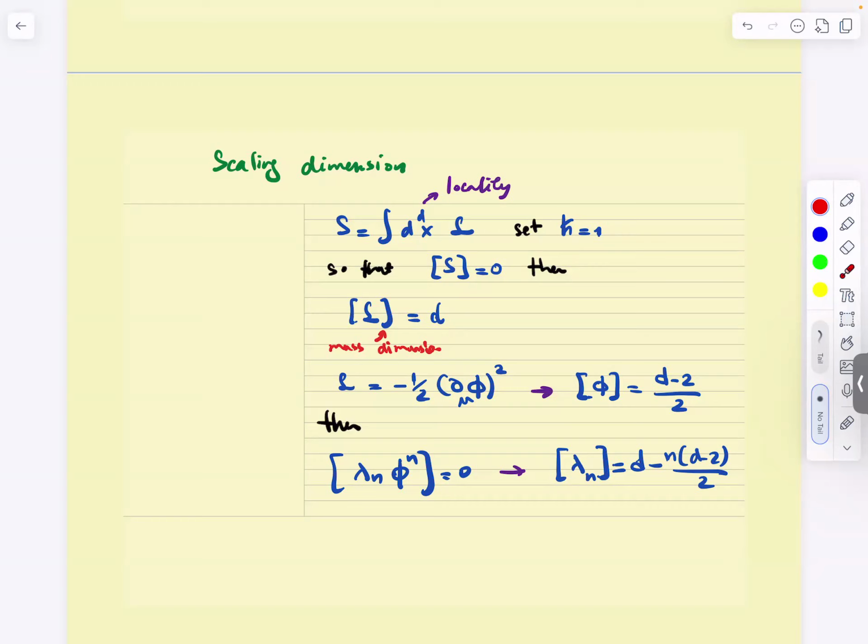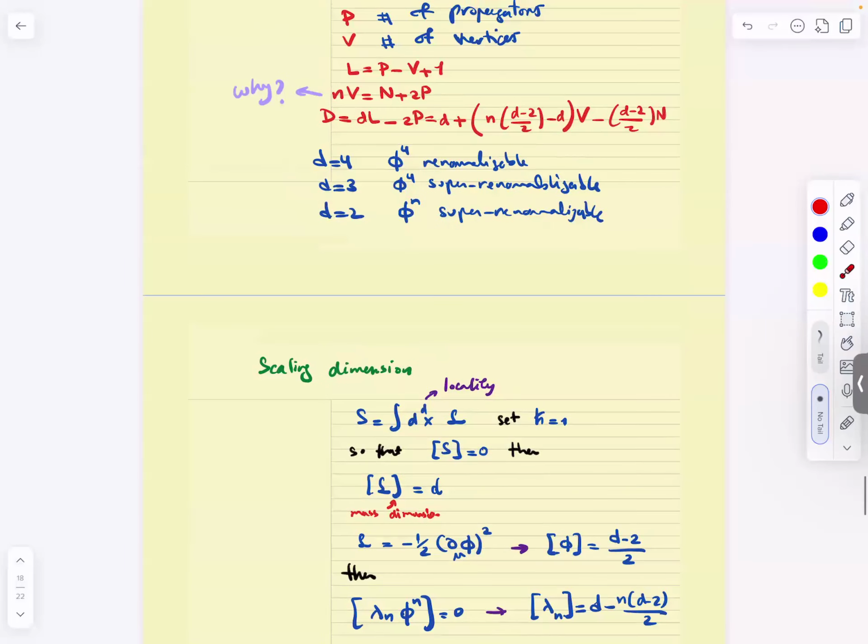In the case of a scalar field, the Lagrangian density has a kinetic part that is this. So the dimensionality of phi has to be (d minus 2) over 2, right? That (d minus 2) over 2 is here, and it's here.